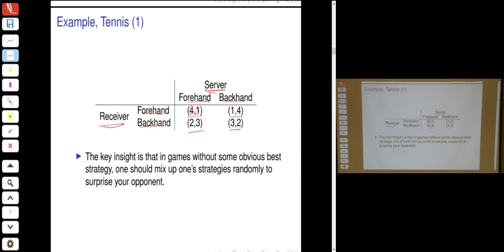So, now we will analyze this game in the context of the discussion that we just had. The key insight of the discussion that we had over the last few minutes is that in games without some obvious best strategy, one should mix up one's strategy randomly, that is, make a random choice of strategies at every turn of the game, so as to surprise your opponent. Okay?